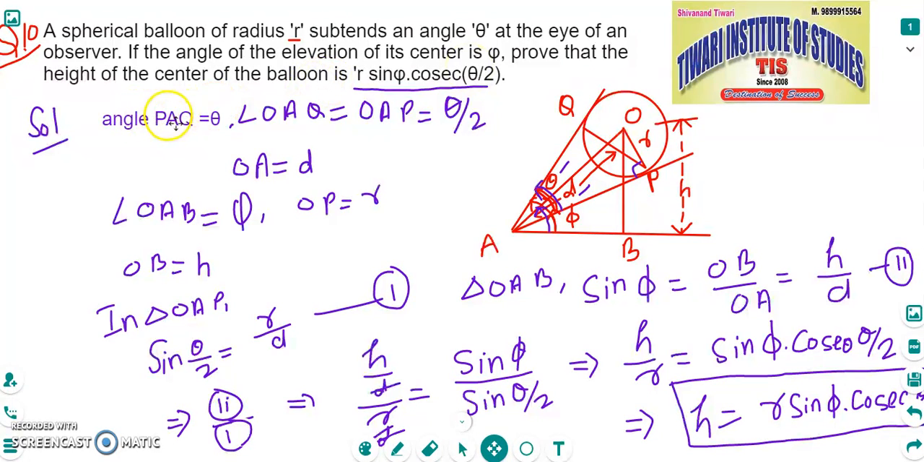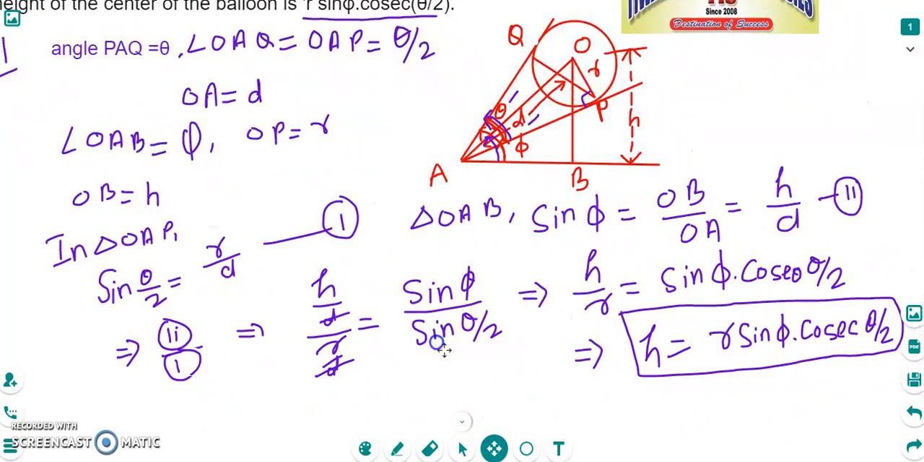So just take angle PAQ as theta and this as theta by 2 because it is already bisected. Second, OA equals D, I have taken it so that it will be convenient. Angle OAB is phi, OP equals R, that is the radius of the circle. Now we have two different triangles where we can apply trigonometry. That is OAP, this right angle triangle, since the radius is always perpendicular to the tangent. That is why it is a right triangle. And the second one is OAB.